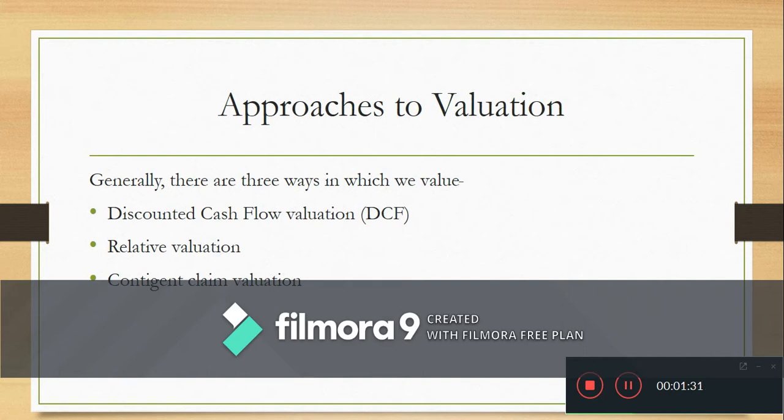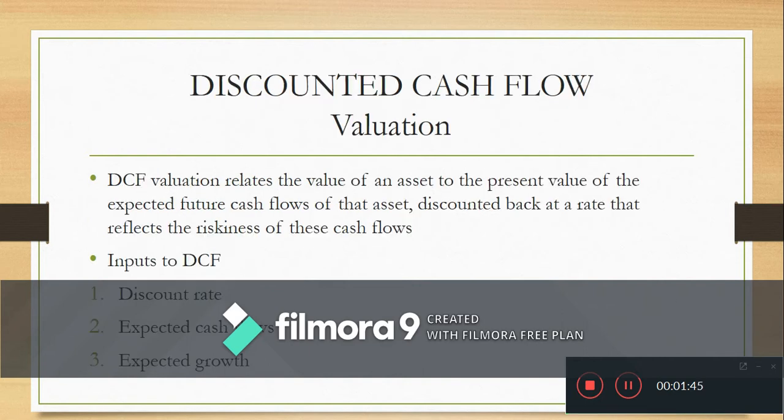First, a discounted cash flow method, which is the most theoretically sound one and generally the most commonly used. The other is relative valuation. The third one is contingent claim valuation. We'll be discussing each of them one by one, starting with the discounted cash flow method.